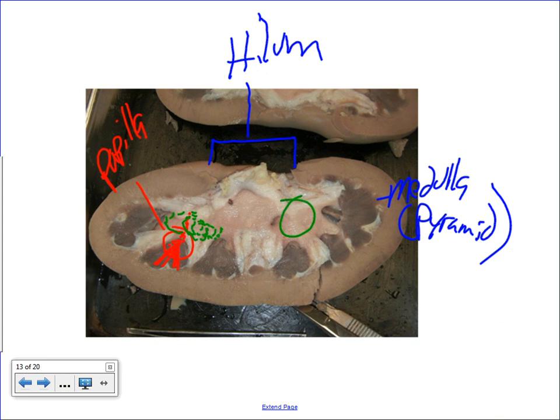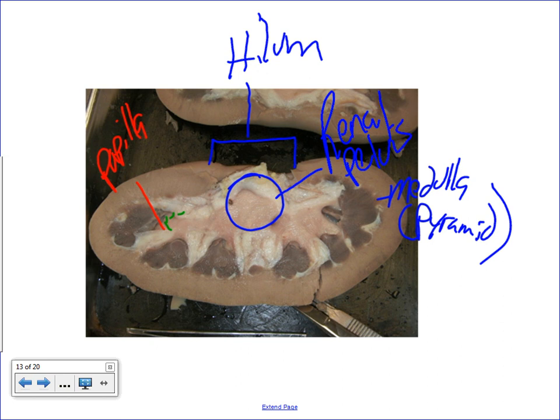Now, this area right here would be where all of the major calyces come together, and that would be the renal pelvis. Okay, the renal pelvis, again, is this bulge where all the drainage channels of the kidneys come together. Then what you're going to wind up forming is the ureter, which is going to branch out of the hilum and then descend down the abdominal cavity toward the urinary bladder.